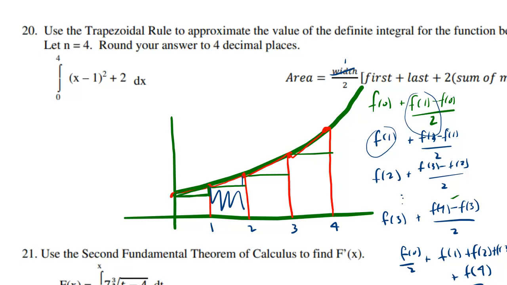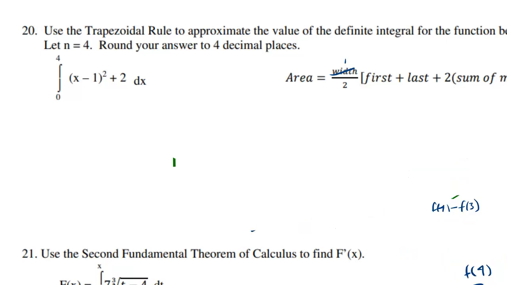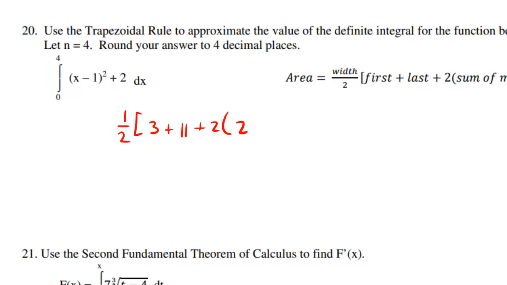Let me do a nice big eraser. And plug in those values of what we're looking for. So we do the width was 1 divided by 2. When I plug in the 0 for this, I'd have 3. I plug in the last, that's when I plug in the 4 here. That would be an 11 plus 2 times the sum in the middle. So I'm going to plug in the other points along the way. Plug in a 1 for x, plug in a 2 for x, and plug in a 3 for x.